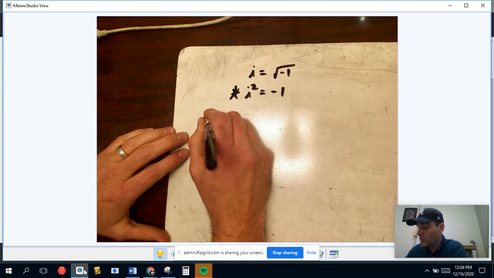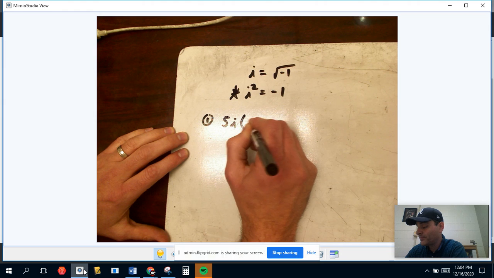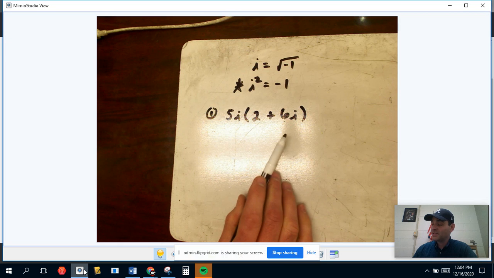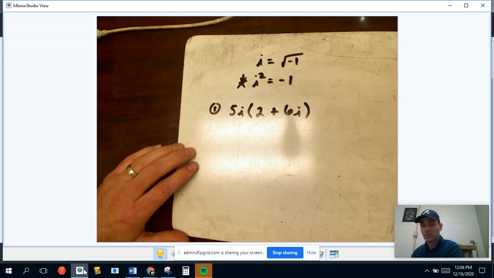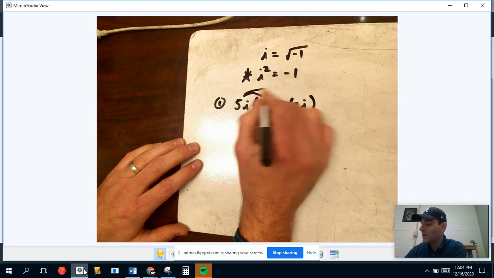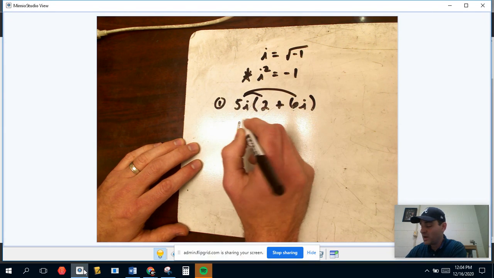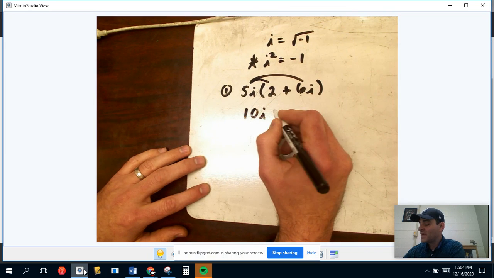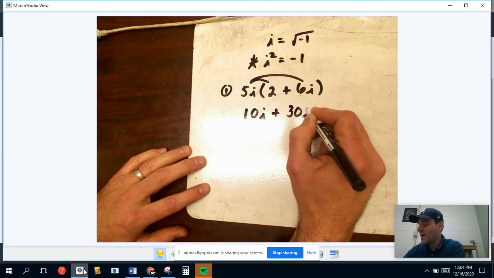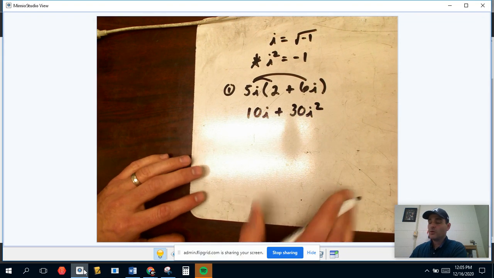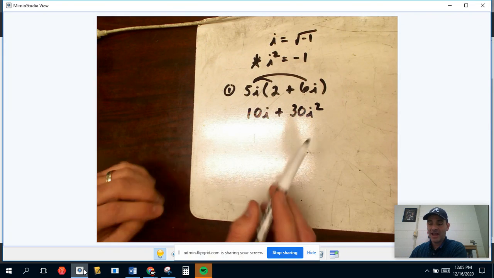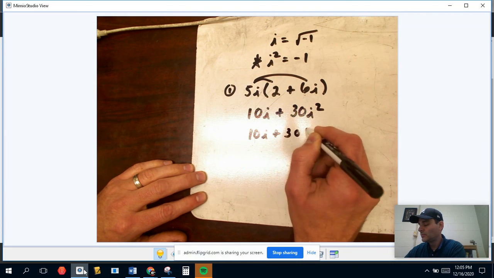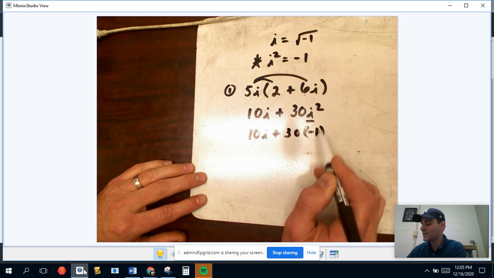So as our first example, we're going to distribute 5i times 2 plus 6i. Remember, they generally like for i to be written in the back. When I distribute 5i times 2, treat i as a variable, that's 10i. 5i times 6i, 5 times 6 is 30, and i times i is i squared. So here we encounter this i squared, and you never want to leave an i squared. You always want to change that to -1. So I just took that i squared and wrote it as -1.